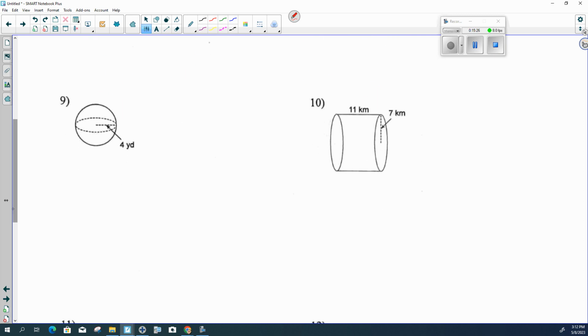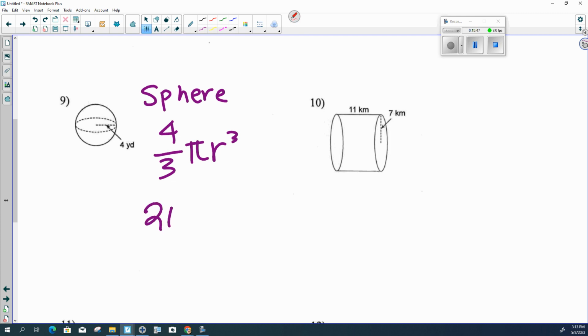All right, we've got a sphere. Kind of fun to say that. A sphere. Which has a really weird fraction. And we cube the radius. It's got to be 3 dimensions. Something times something times something. So 4/3 pi 4 cubed is 268.1 yards to the power of 3. Don't forget to the power of 3.